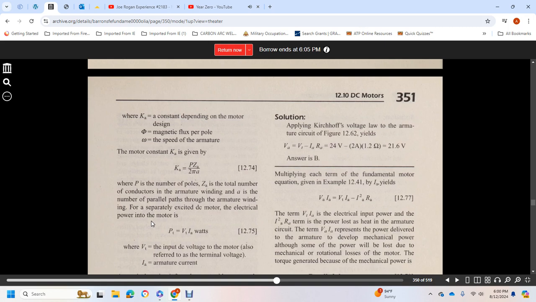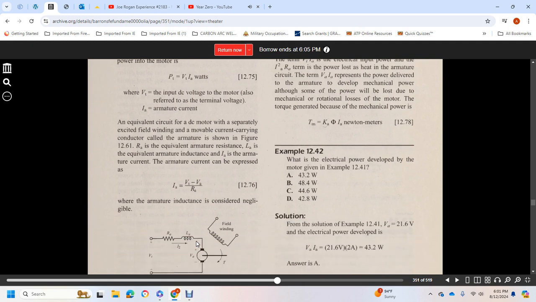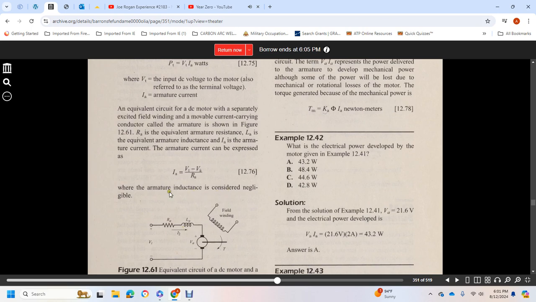Electrical power to the motor is equal to the input voltage to the motor, also referred to as terminal voltage, times the armature current. An equivalent circuit of the DC motor, with an excited field winding and a movable current-carrying conductor called the armature, is shown in figure 12.61, with armature resistance, armature inductance, and armature current. Armature current can be expressed as the total voltage minus the armature voltage, over the armature resistance, with the armature inductance considered negligible.